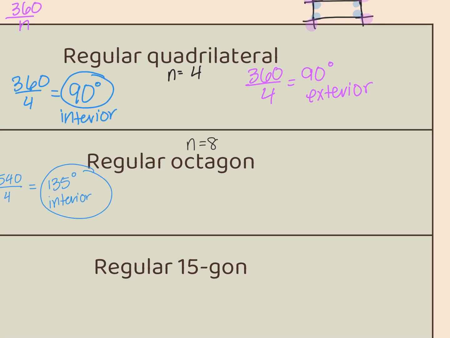Doing the same thing for my exterior, I'm always going to take 360 degrees, dividing it by 8, and that's going to give me 45 degrees for my exterior.